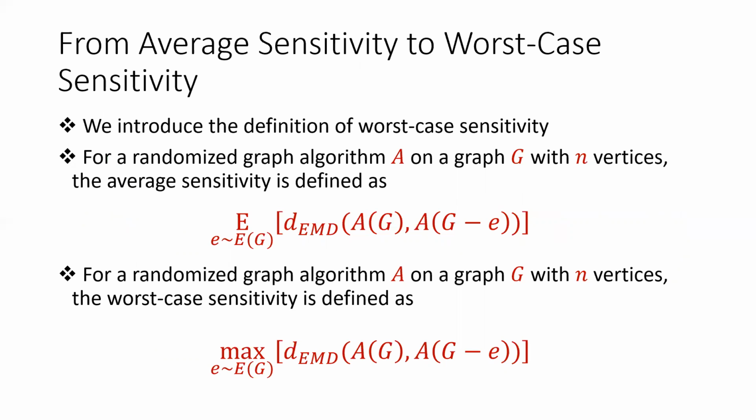In this work, we introduced the definition of worst case sensitivity rather than average case sensitivity. Whereas the average sensitivity is defined with respect to the expectation of the Earth mover distance, the worst case sensitivity is defined with respect to the maximum distance between the output of the algorithm A on G and G minus e, across all edges e in the underlying edge set.